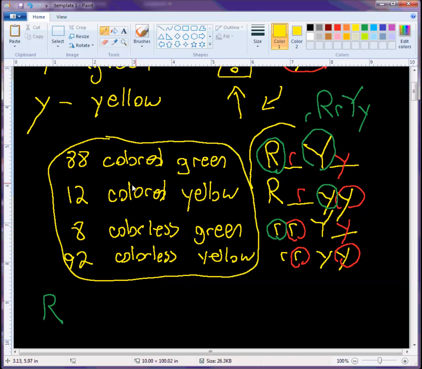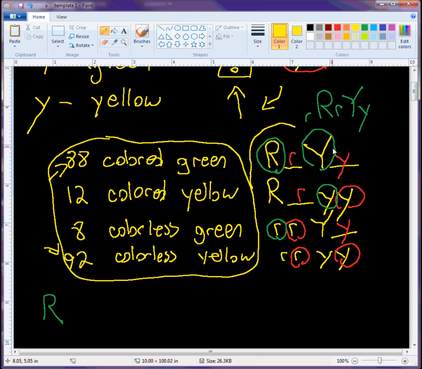Now we don't see that, right? We see 88 colored green and 92 colorless yellow. And we only see 12 of colored yellow and 8 of colorless green. That means we are dealing with a case of linkage. So the opposite of independent assortment is gene linkage. In this case, these genes are linked and their alleles are not assorting independently.